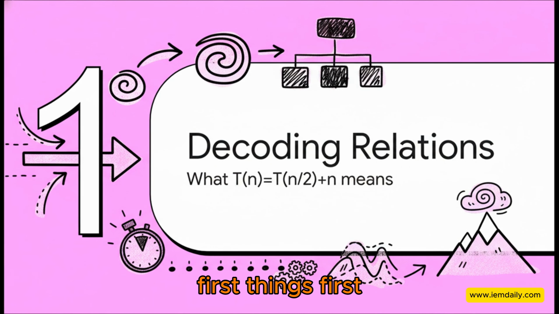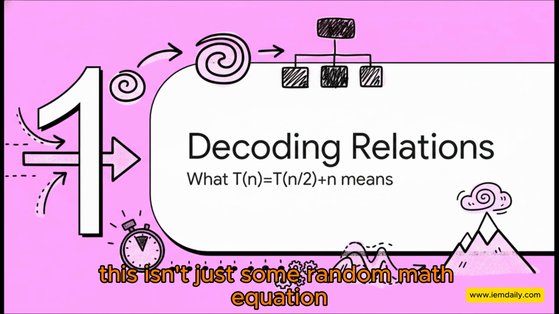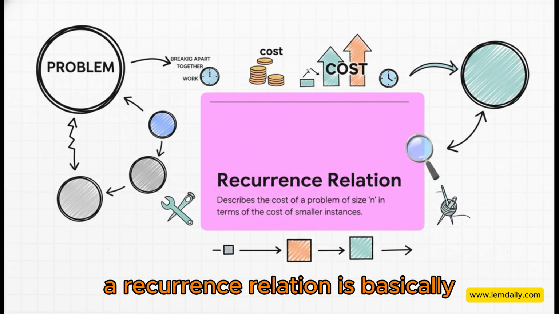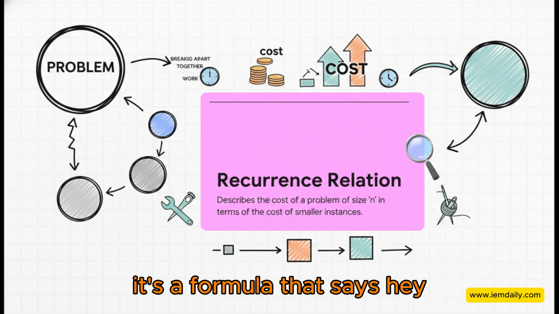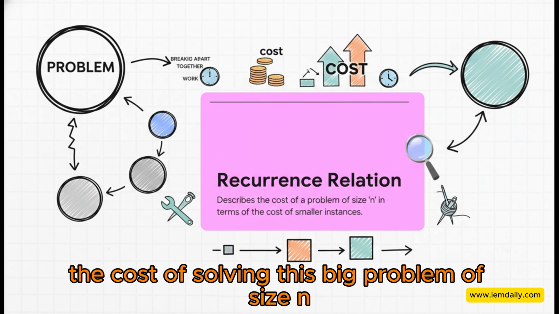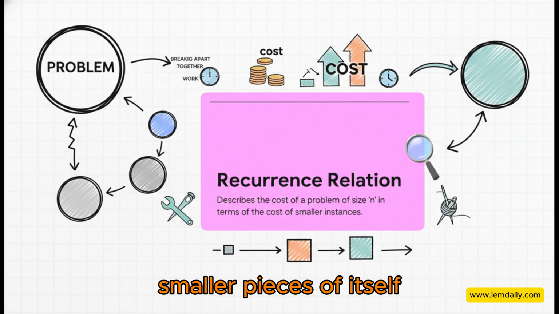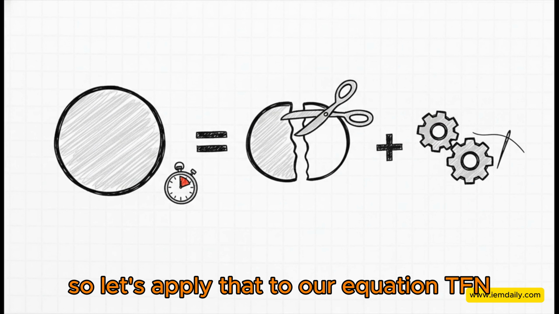Okay, first things first. Let's just figure out what we're looking at. This isn't just some random math equation. It's actually telling a story about how a specific kind of algorithm works. At its heart, a recurrence relation is basically the language of divide and conquer algorithms. It's a formula that says, hey, the cost of solving this big problem of size n depends on the cost of solving smaller pieces of itself, plus whatever work you have to do to split it up and put it back together. So let's apply that to our equation.